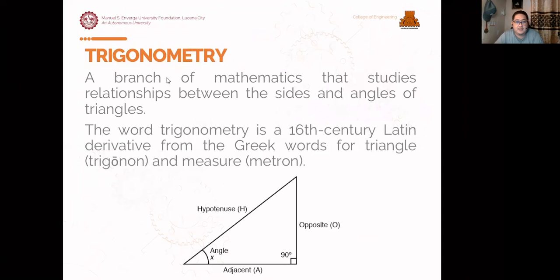Trigonometry. So it is a branch of mathematics that studies the relationship between the sides and angles of a triangle. So once we talk about trigonometry, laging nasa isip lang natin, si triangle lang ang bida dyan, no? From all of the polygons, si triangle lang yung pinag-uusapan natin kapag trigonometry tayo.